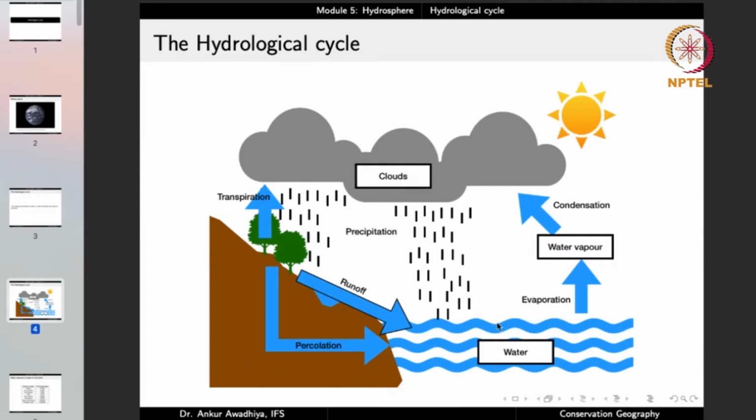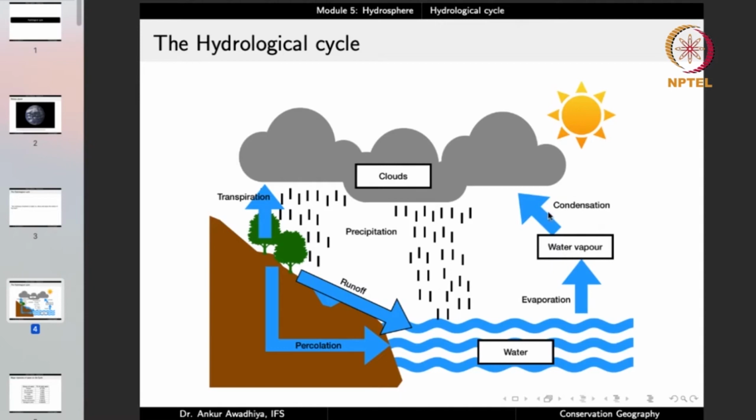We have water in different water bodies on the surface of the planet, say seas, oceans, ponds, lakes and so on. Now this water, on getting heated with the heat of the sun, gets evaporated. So evaporation is the process in which liquid water converts into water vapor. Once it has converted into water vapor, it has reached the atmosphere. So it is now a part of the atmosphere.